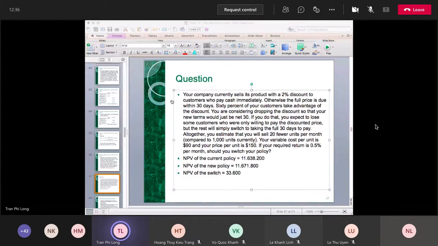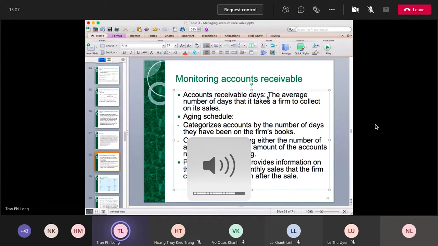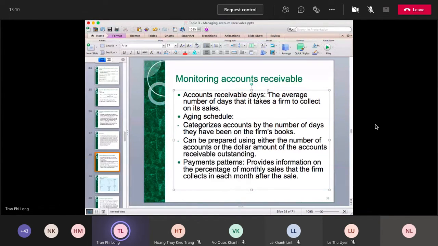Okay, so for the student who cannot solve the example, this is the result. You can do it at home. So now we will continue our chapter by studying how to monitor the account receivable. Basically, in order to monitor the account receivable, we will calculate the account receivable days. Can the student tell me how to calculate the account receivable days?